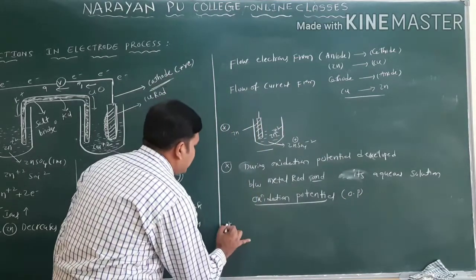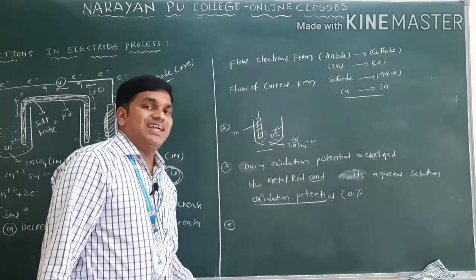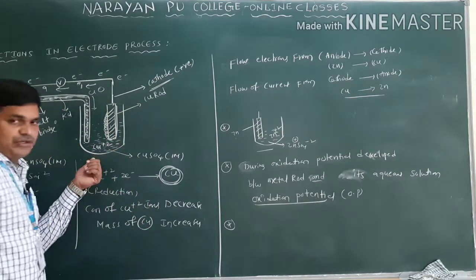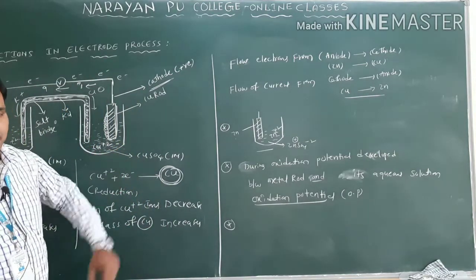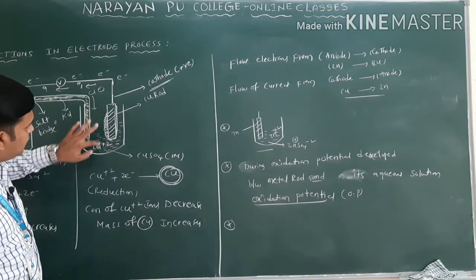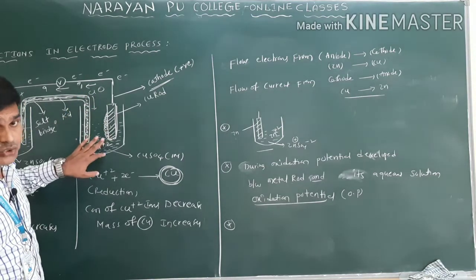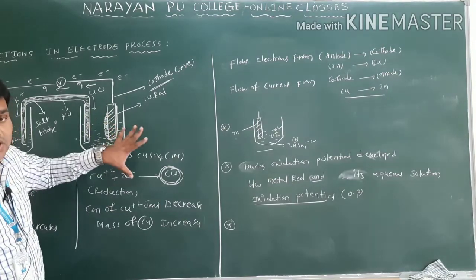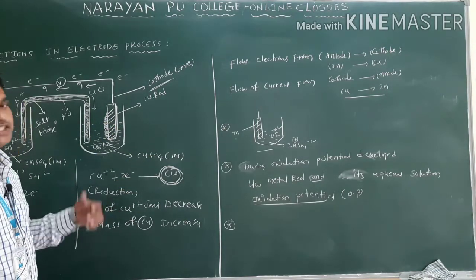Now come to the second part. During reduction, if we take this compound, what happened? Reduction takes place. Here a copper rod is there. What ions are there? Cu plus ions are there. There is a charge difference. Due to the charge difference, what is developed? Potential is developed. What process is it? It is the reduction process only.